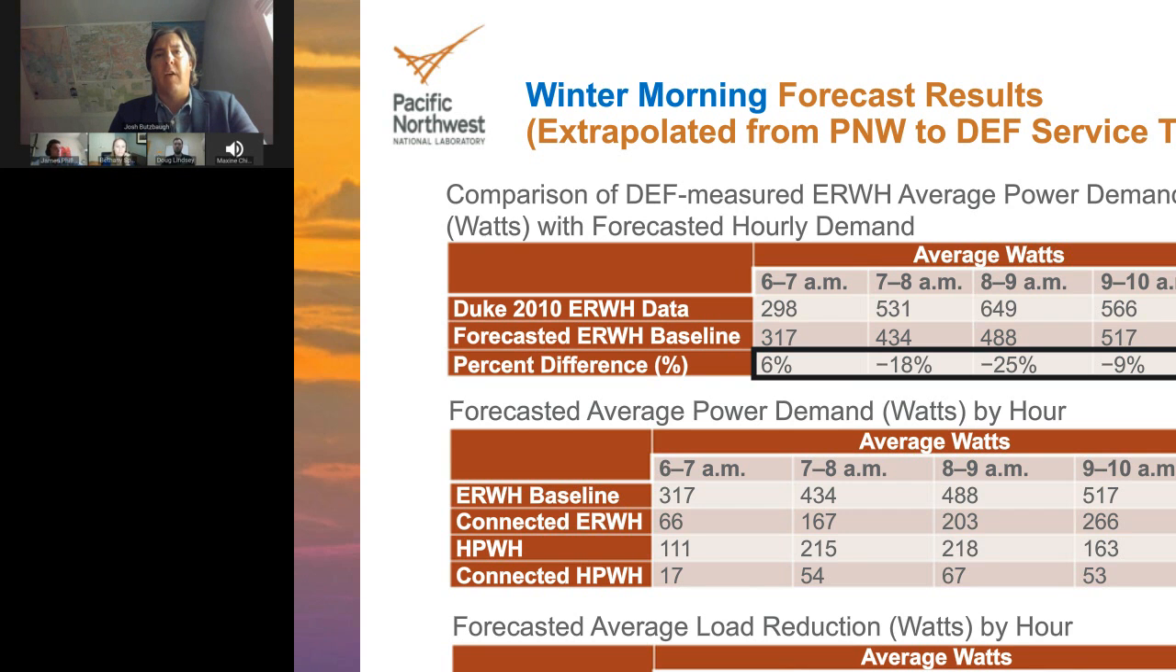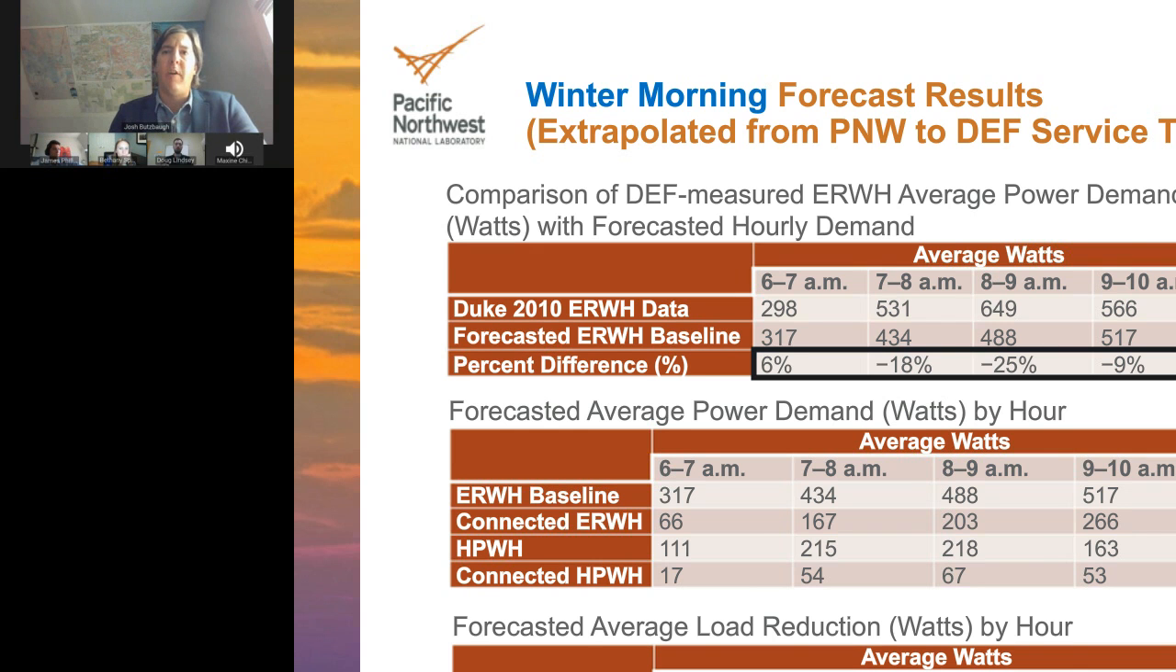So the second table has the forecasted average power demand, but what you may find more interesting is the last table, which is the forecasted average load reduction by hour. In particular, you'll see that the connected heat pump water heater performed the best, which is the bottom row. And then you look at an uncontrolled heat pump water heater versus the connected electric resistance water heater, which underwent events, you can see that they perform kind of similarly, although there's a kind of a trend you can see with both of them, but on a per hour basis, it was quite similar.